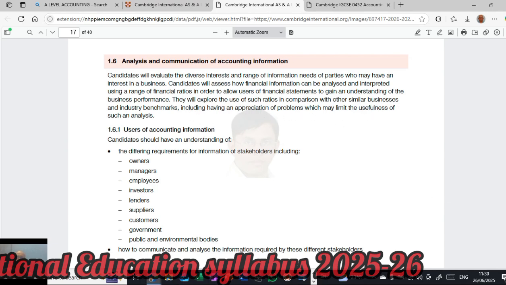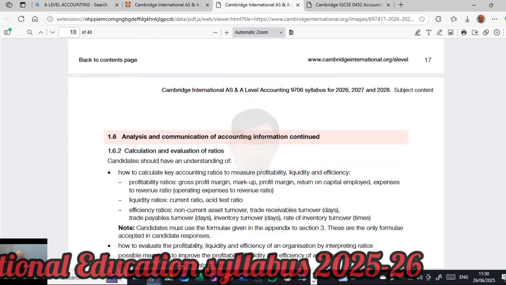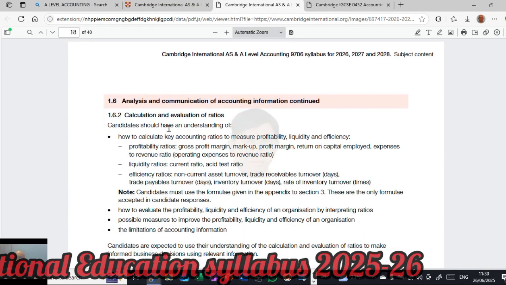So then, what are the different types of ratios? Calculation and evaluation of ratios: the understanding of how to calculate the accounting ratios, measuring profitability, liquidity, and efficiency.